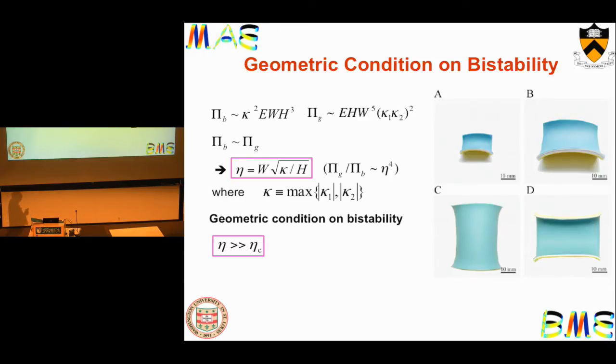So that's why the system, when eta is very large, we would prefer to bifurcate into one of these nearly cylindrical shapes instead of being in a saddle shape. And that's the geometric condition for bistability.